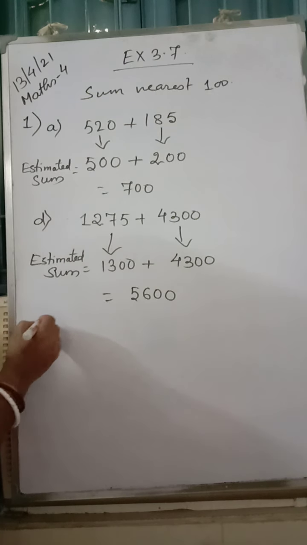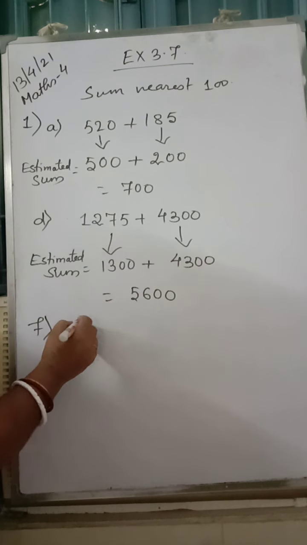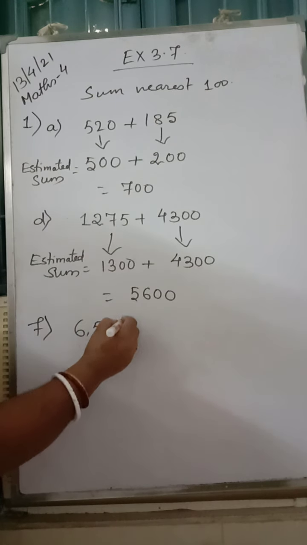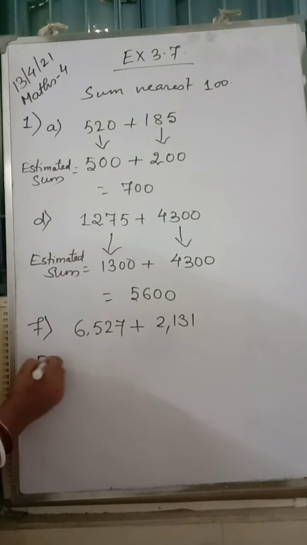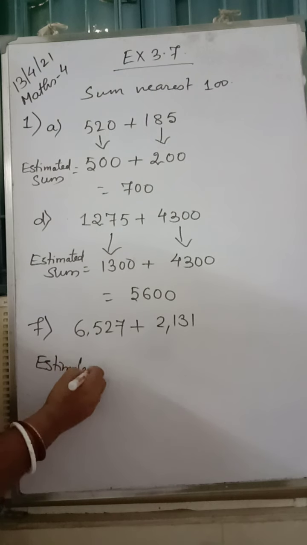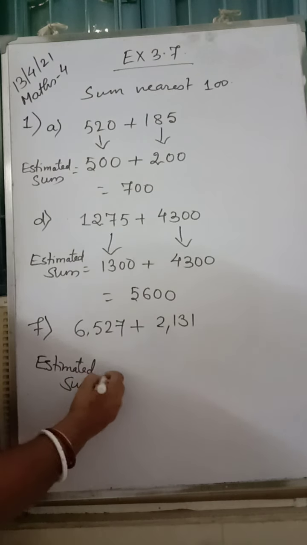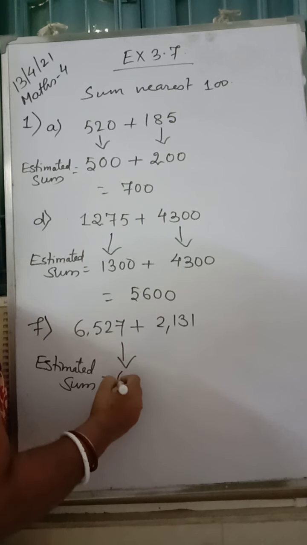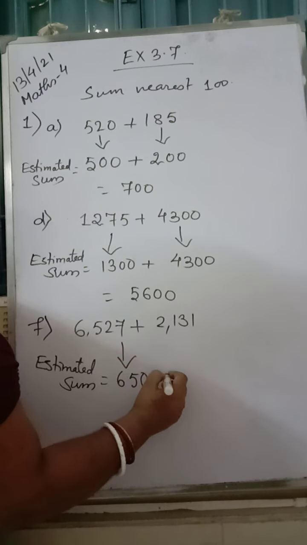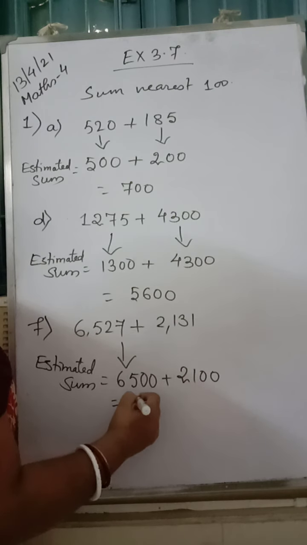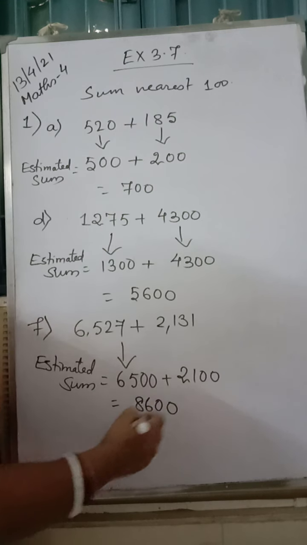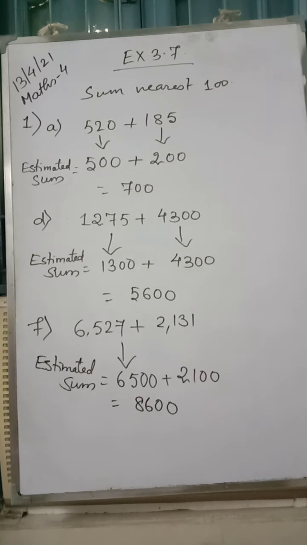Then you see question number F. It is given 6527 plus 2131. So what would be the estimated sum? This would be rounding to 6500 plus this will be 2100. Then this gives you 8600. So like that we have to round the number to the nearest 100 and then we have to find their sum.